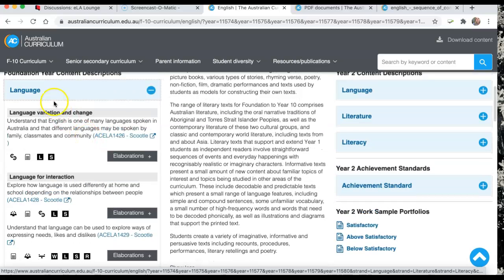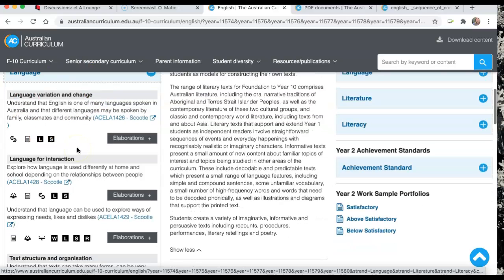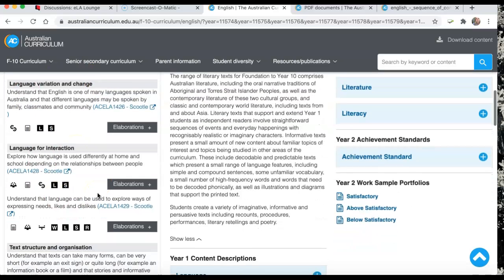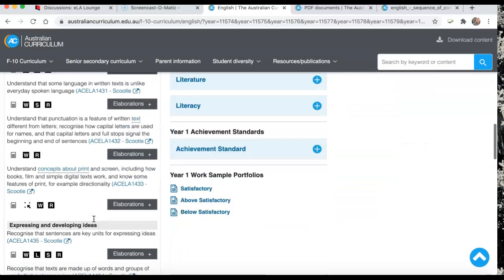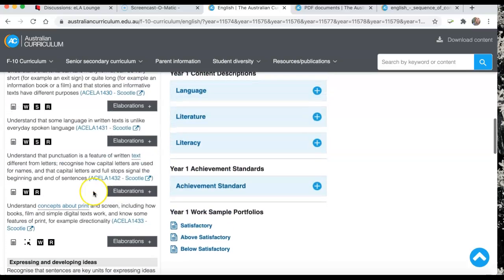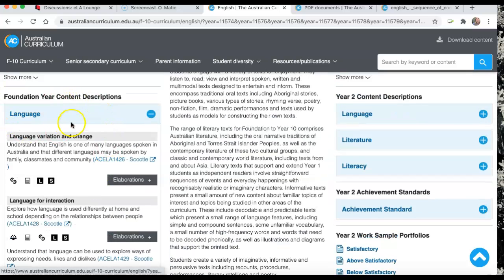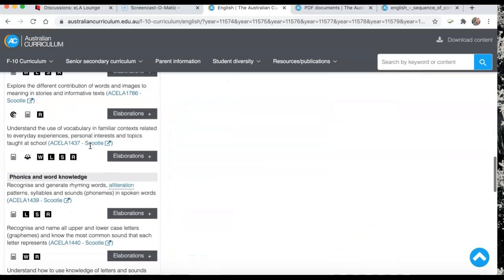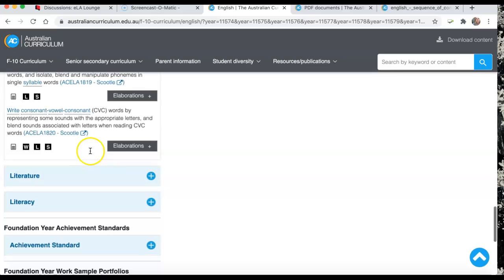language outcomes. So within each of the strands, so the strand is language, but then within language there are certain sub-strands. So you have language variation and change, language for interaction, which talks about the social concepts of interacting with people, then text structure and organization, as well as expressing and developing ideas. So all of these are under the language component. Now the language component looks at things like grammar, the structure of language, syntax, things like that, phonics, are all covered at foundation under that particular strand.